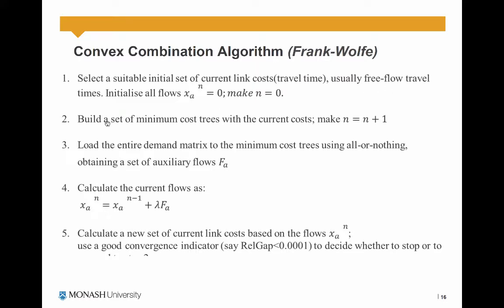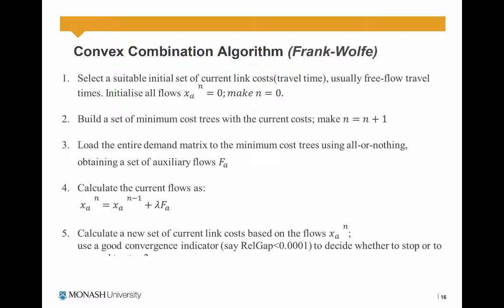In the second step, we build a set of shortest paths with the current travel times. So we have the free flow travel times from the previous step. Now we find what the shortest paths are between every origin and destination. Now that we are done with that, we make n equal to n plus 1. In the third step, we load the entire demand matrix onto the shortest paths that we found in the previous step, using all-or-nothing. So we obtain a set of flows on links. We call them auxiliary flows.